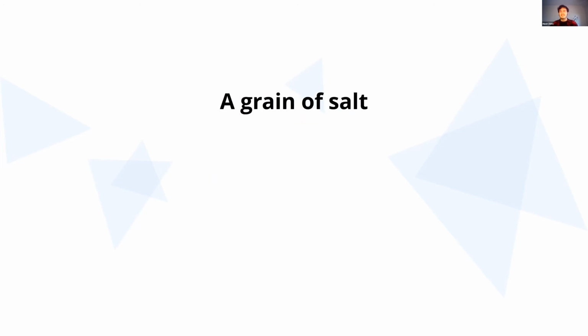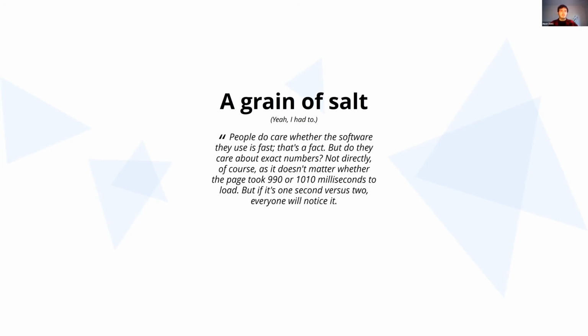There's also a grain of salt. Yeah, I know, I had to. And this is a quotation from me. People do care whether the software that you use is fast. That's a fact. We have to agree that users care about performance, but they don't care about the exact numbers. It doesn't really matter whether your application took less than a second or slightly more than a second to load. But if the difference is 1 second versus 2 seconds, everyone is going to notice it. You are going to notice it, your testers are going to notice it. Everyone will see that the application is significantly slower.